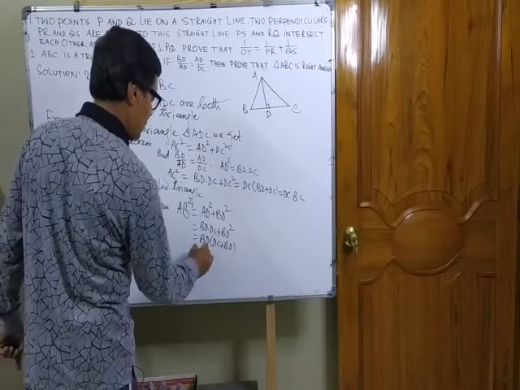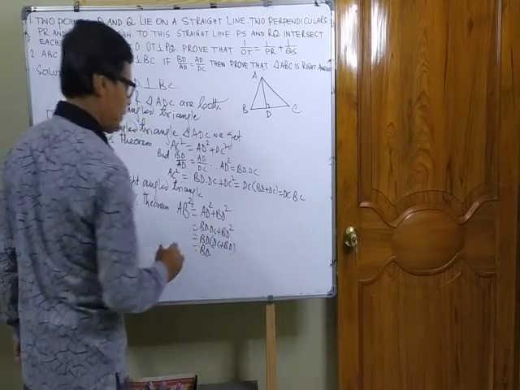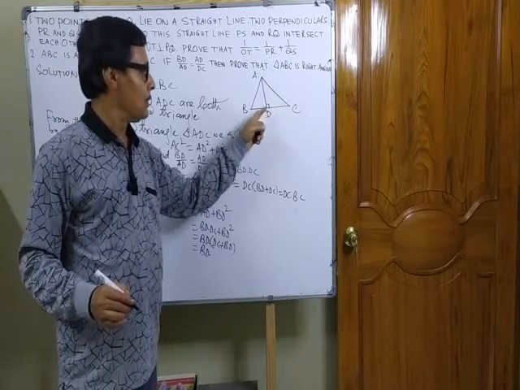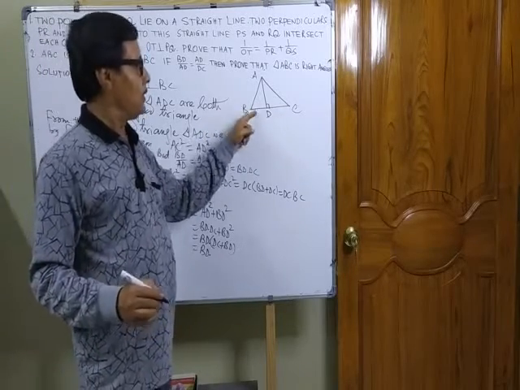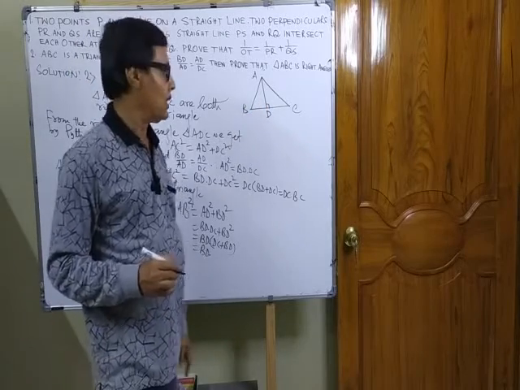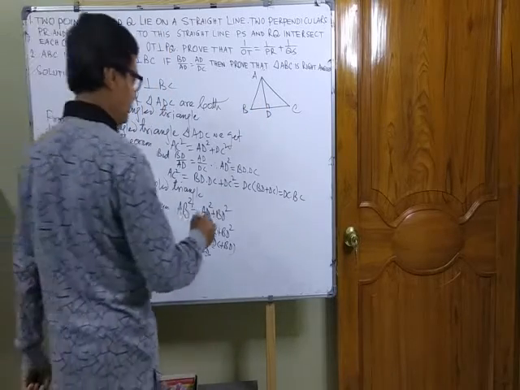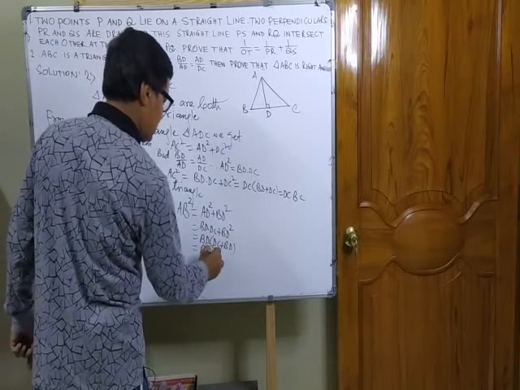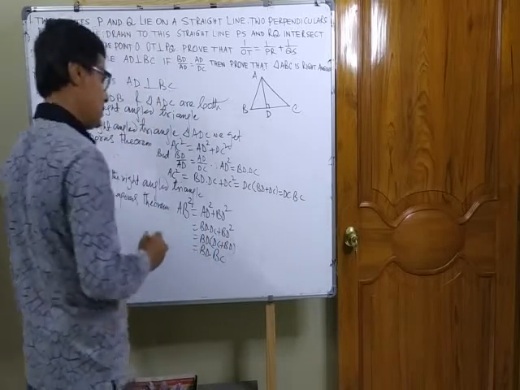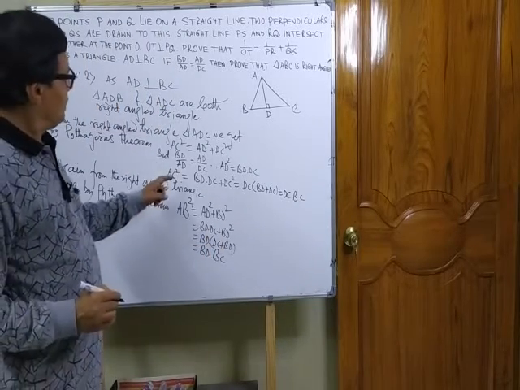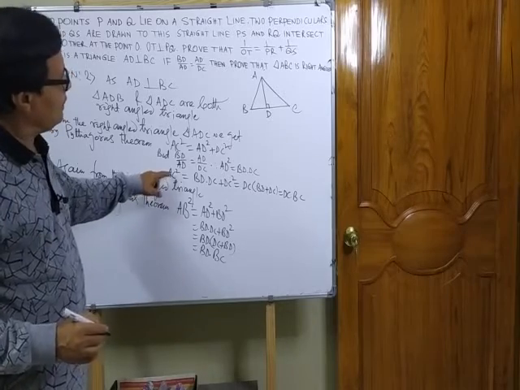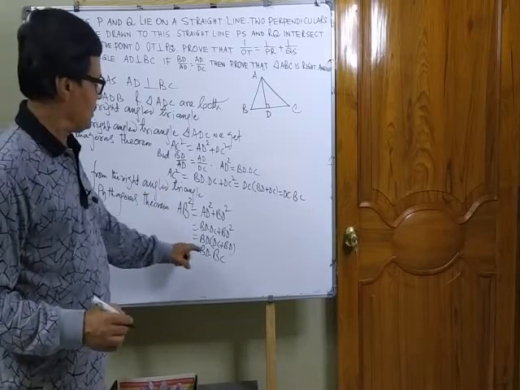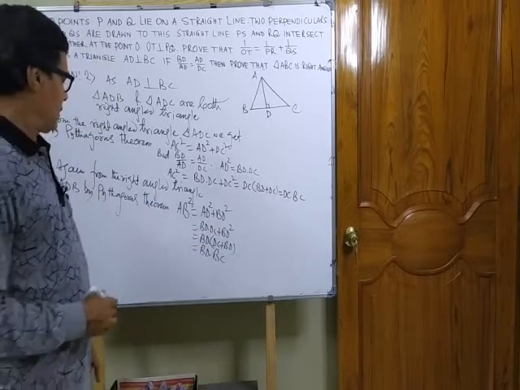Also BD multiplied by DC plus BD. DC plus BD means BC, because DC and BD constitute the line segment BC. That is BD plus DC equal to BC. So we get AC square equal to DC multiplied by BC and AB square is equal to BD multiplied by BC.